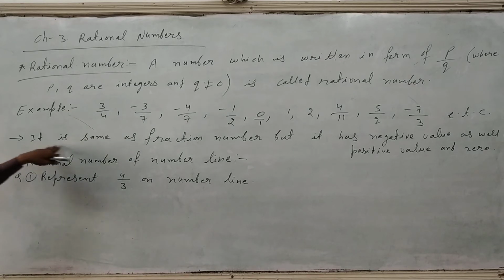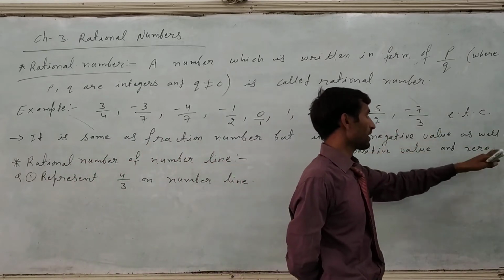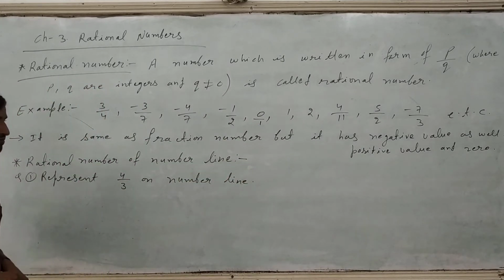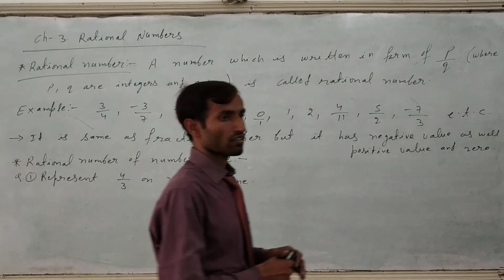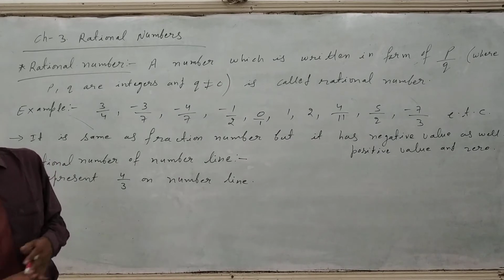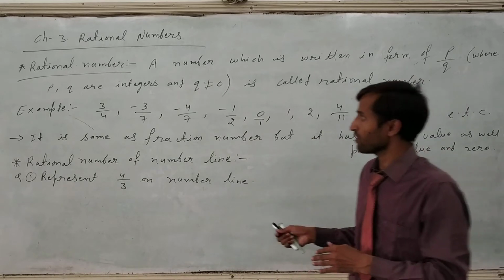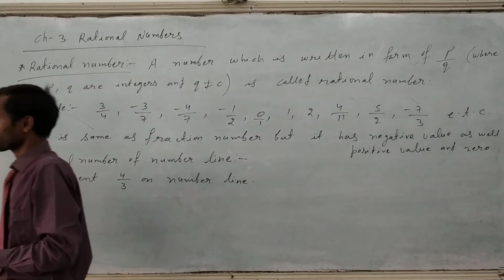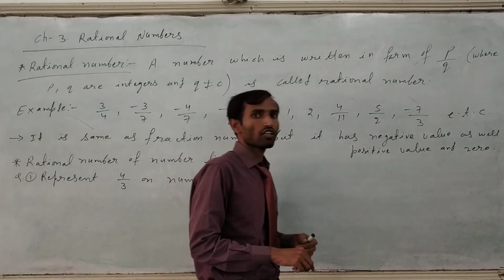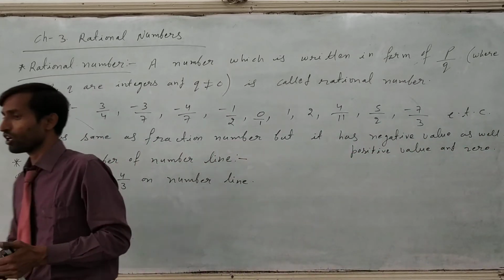I have written the next point here also. It is the same as a fraction number, but it has negative values as well as positive values, with zero. This means 0 will also come and the integer part also will come. So all integers we can say are rational numbers, all natural numbers also, and whole numbers are also rational numbers. So the rational number is a vast set, with maximum numbers except irrational numbers. Irrational numbers you will study in class 9. Right now we only have to know about rational numbers.